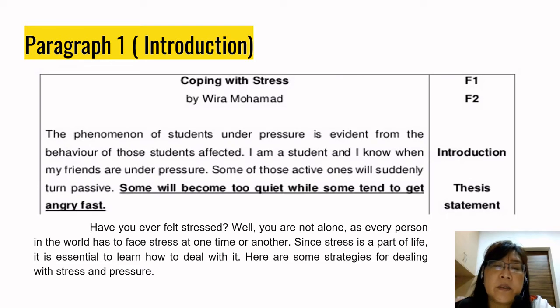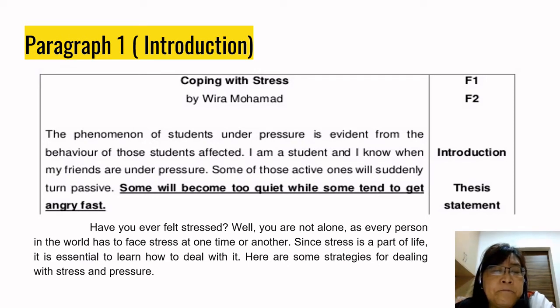First of all, we can write the title, Coping with Stress, and then you can write your name, by Wira Muhammad. So that is Coping with Stress will be for format 1, and by Wira Muhammad is for format 2. So let's look at the first paragraph, which is in the introduction. You can write, the phenomenon of students under stress is evident from the behavior of those students affected. I am a student and I know when my friends are under stress. Some of these active ones will suddenly turn passive. Some will become too quiet, while some tend to get angry fast.